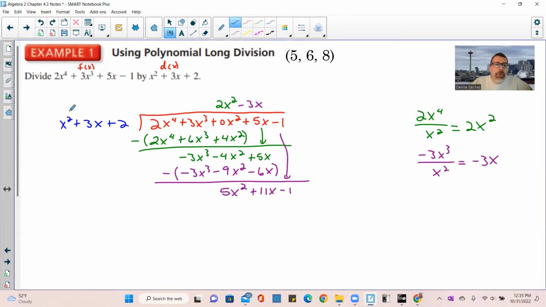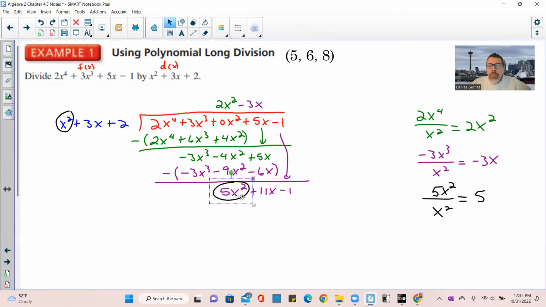Okay, and then finally, we look at our x squared again. We look at our 5x squared off to the side if you need to, but eventually you won't. I'm only going to do this one time. Focusing on the first term, we're just going to get 5. 5x squared divided by x squared is simply 5. Okay, so now let me get rid of these circles.